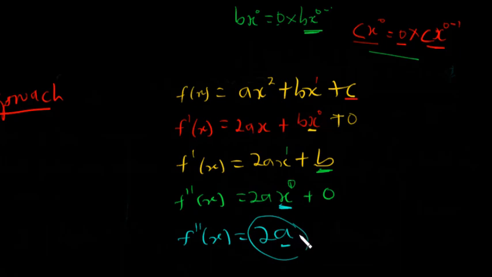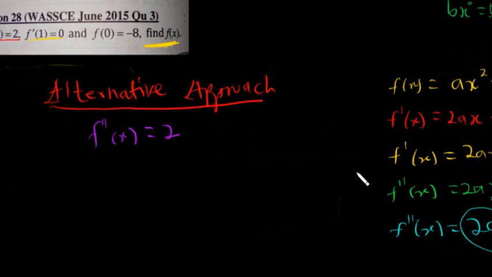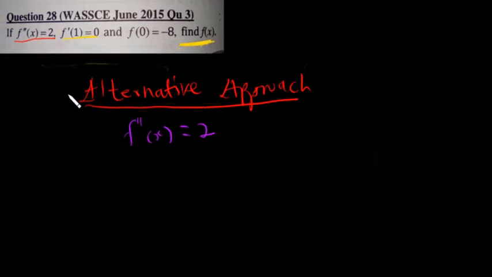So what I'm trying to say here is that anytime the second derivative of a function is a constant, then that function is a quadratic function. All right, let me write something down here.